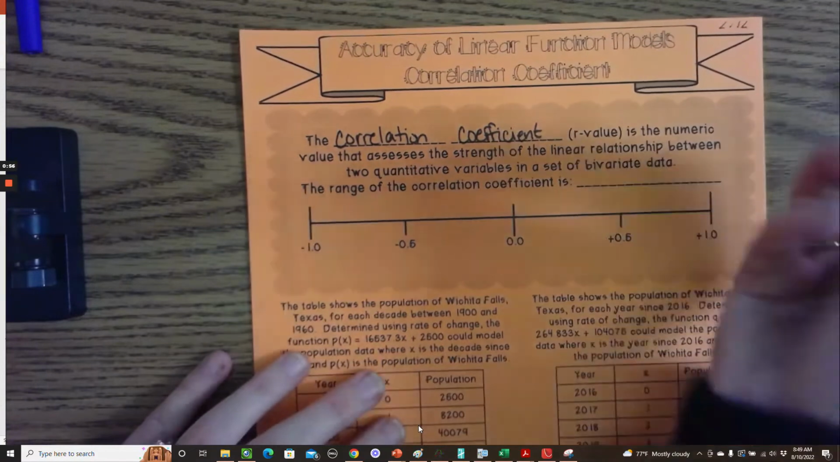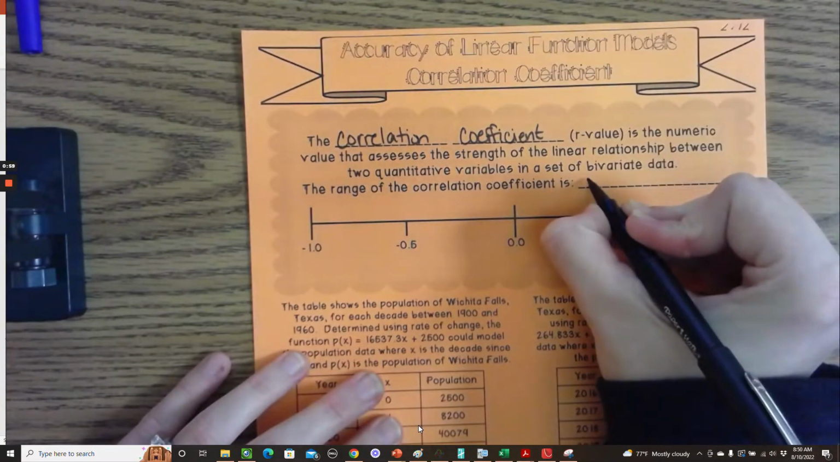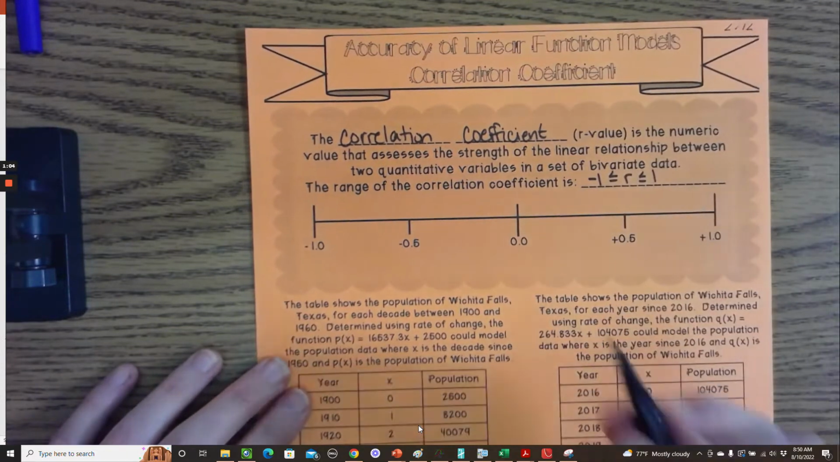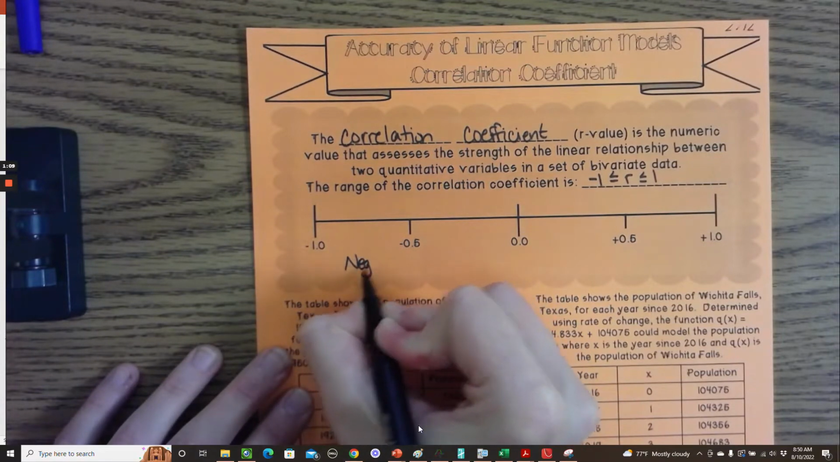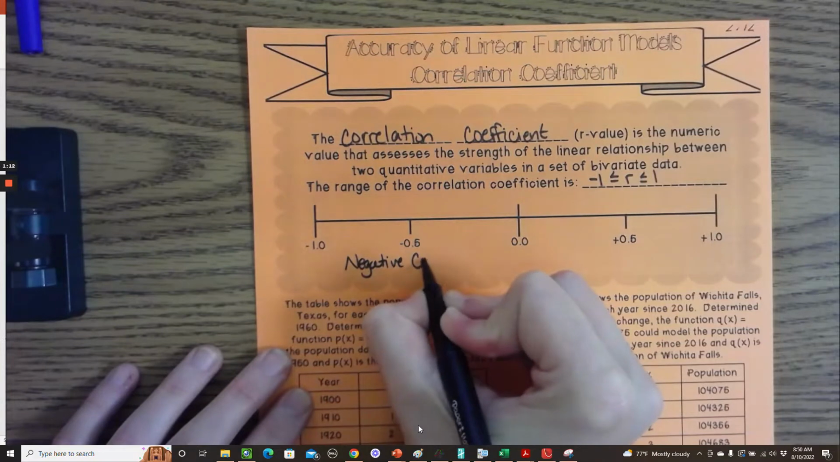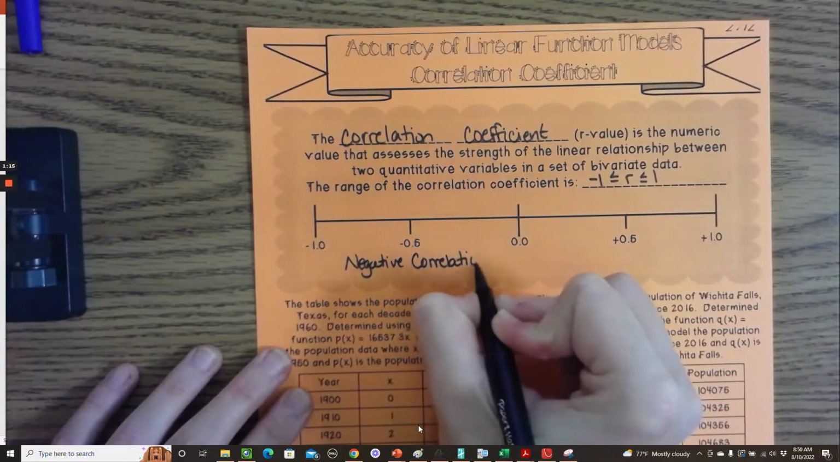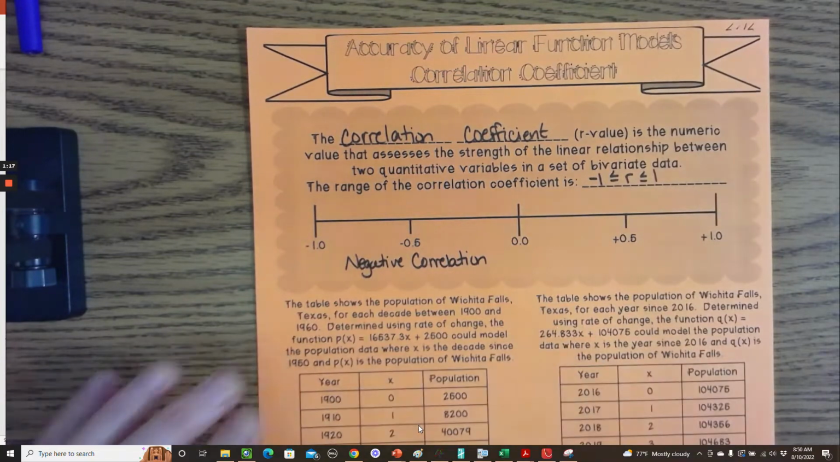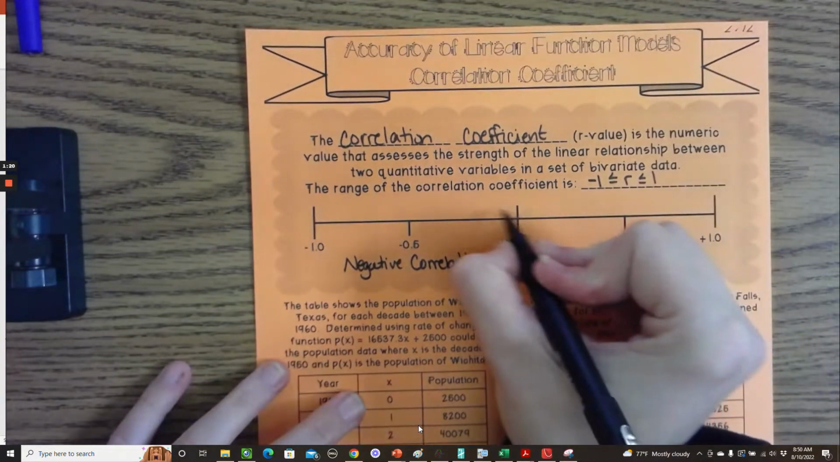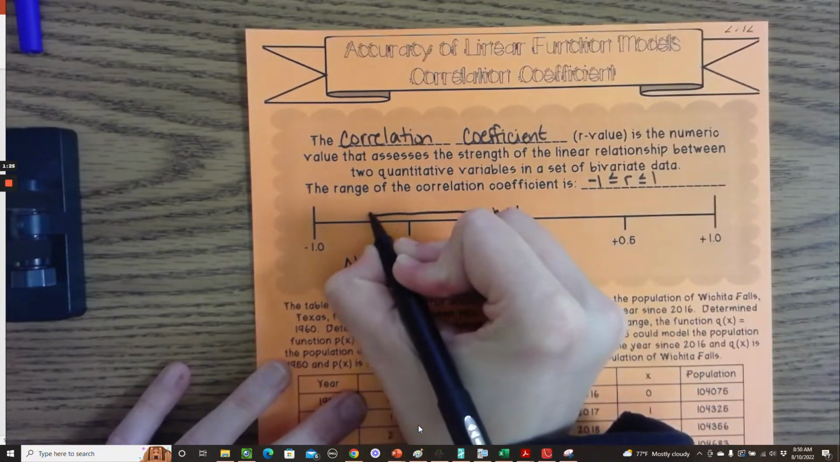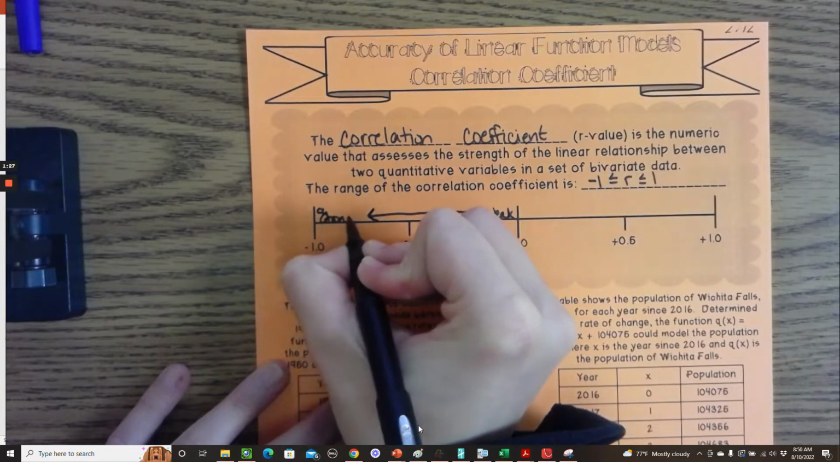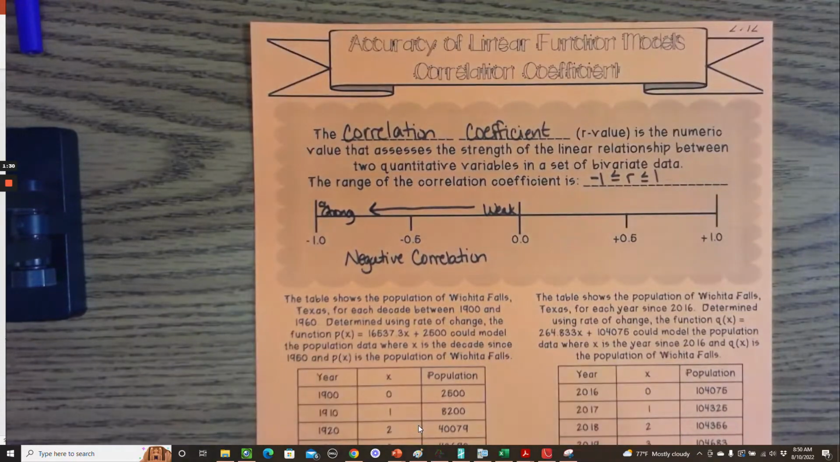So the range of the correlation coefficient is -1 is less than or equal to R is less than or equal to +1. Anything from 0 to -1 is a negative correlation. It means that our data has a negative trend. It's going downhill if we would graph it on a scatter plot. The closer we are to 0, it gets weaker, and the closer we get to 1 makes it stronger. So if your correlation coefficient is a -1, that is a strong negative correlation.